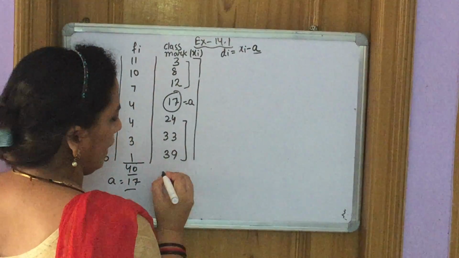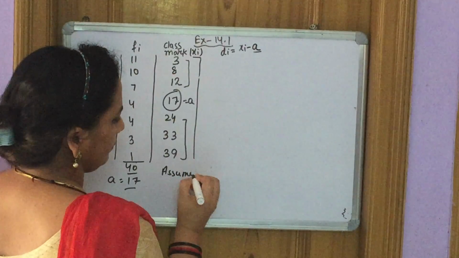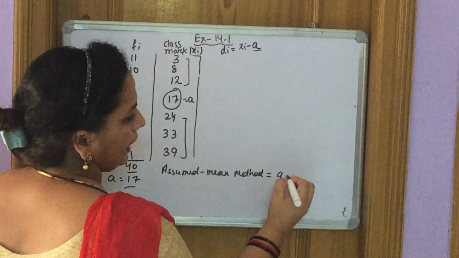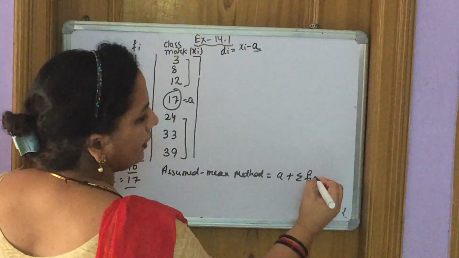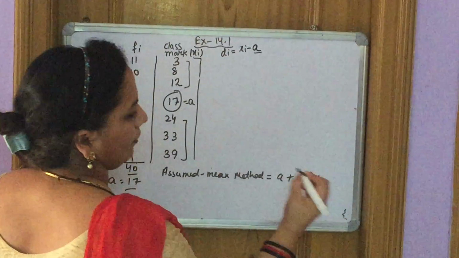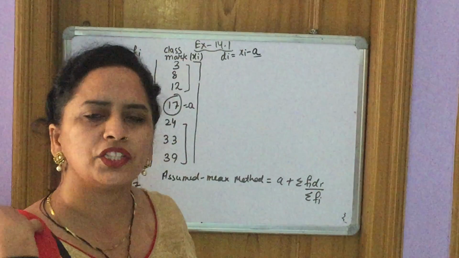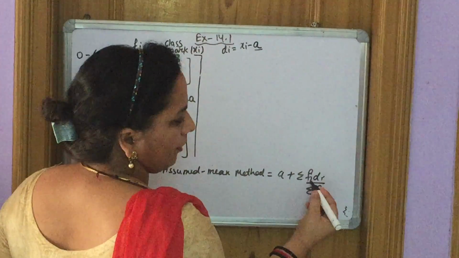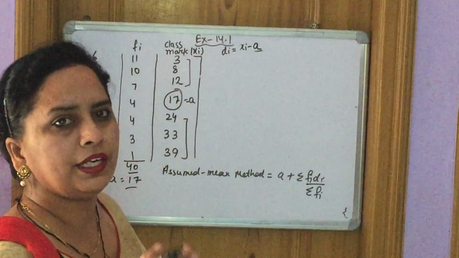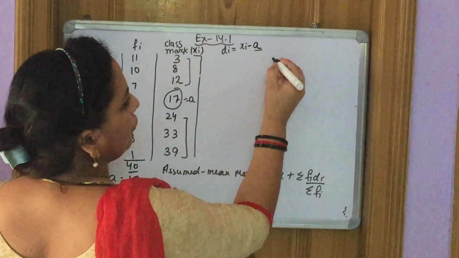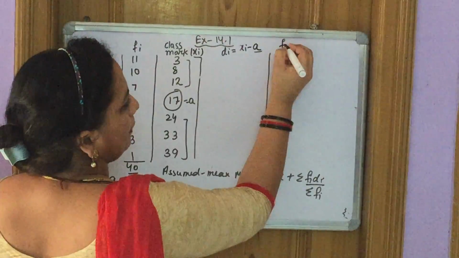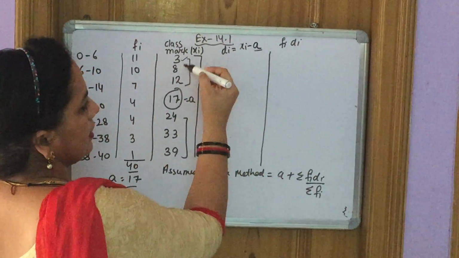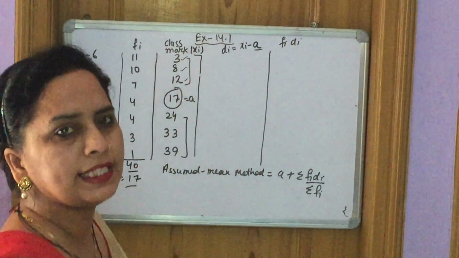Also the formula of the assumed mean method is a plus summation fi di divided by summation fi. It is the same as the step deviation method, just remove the term h, which is the height of the interval. So we have to find out here fi and di, the multiplication of fi and di, and after that the summation. So first of all find out di, then multiply fi and di. Di is xi minus a, that means subtract from every term the value of a, that is 17.